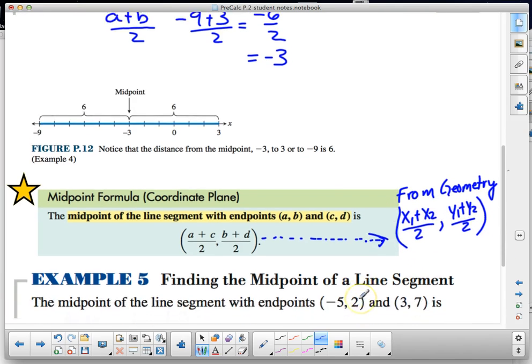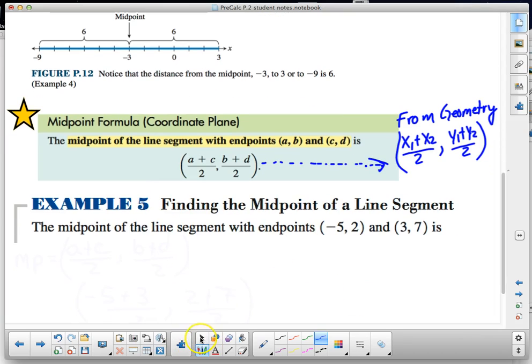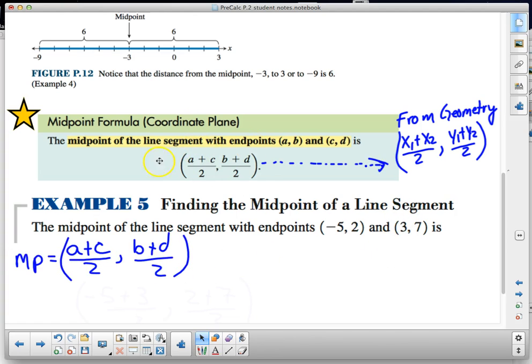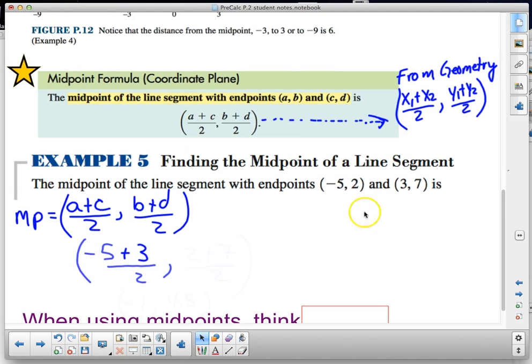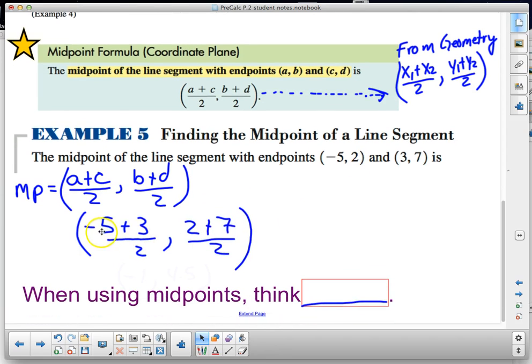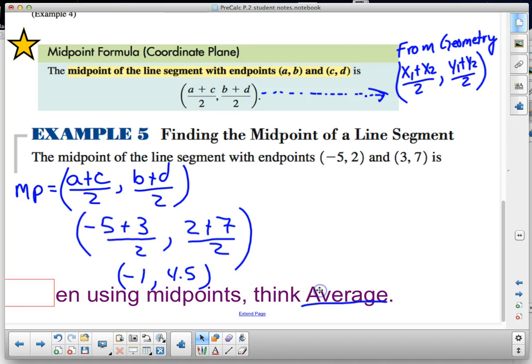That's it. That's midpoint. So if I have 2 points, (-5, 2) and (3, 7), I take my x's, -5 and 3. According to what they say up here, midpoint, I got -5 plus 3, and I've got 2 plus 7 because 2 and 7 are the y's. I add those together, I get -2 divided by 2, which is -1, and 2 plus 7, which is 9, divided by 2 is 4.5. When using midpoints, think average.